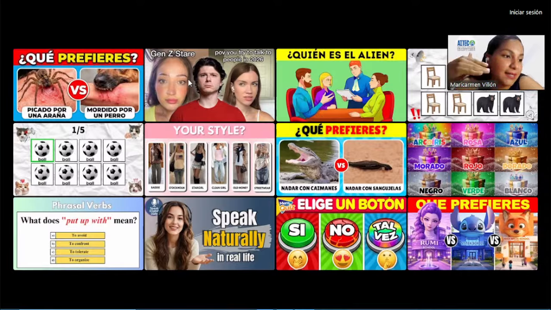O si calientas agua, ¿qué pasa con el agua? Si calientas agua, hierve. Si conecto mi teléfono, carga, empieza a cargar. ¿Qué otro ejemplo se me ocurre? If students don't study, they fail. Si los estudiantes no estudian, reprueban. ¿Ok? Entonces, eso.